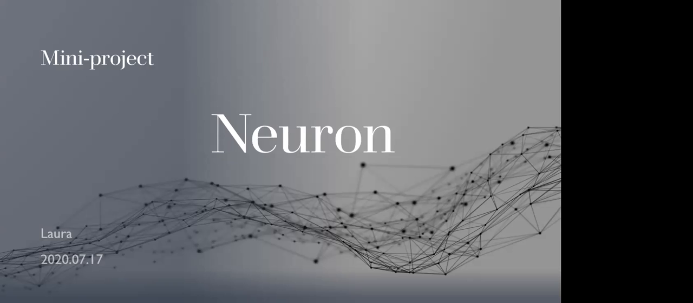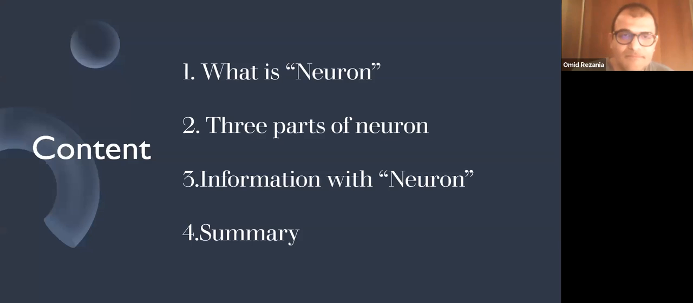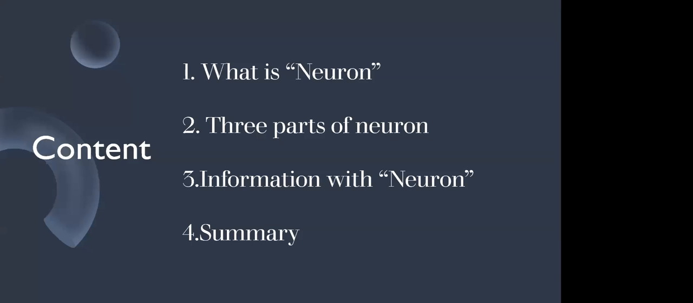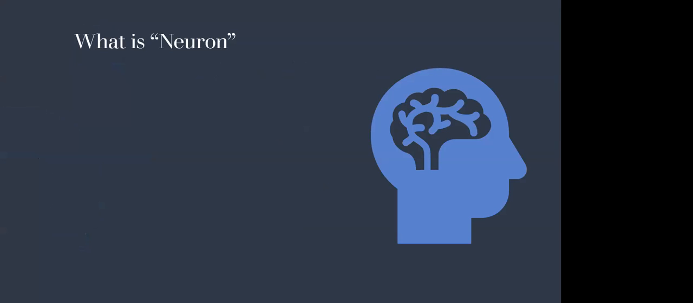We will talk about neurons today. There we will have four parts: what are neurons, three parts of neurons, information with neurons, and summary. First, what is a neuron?